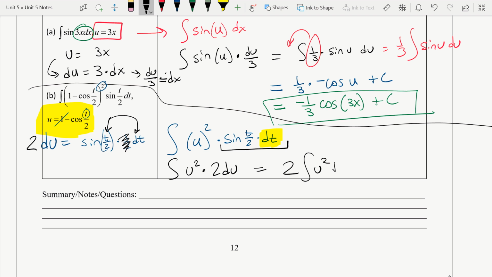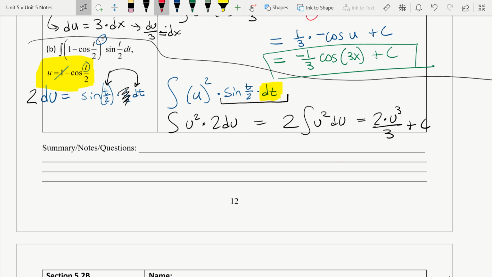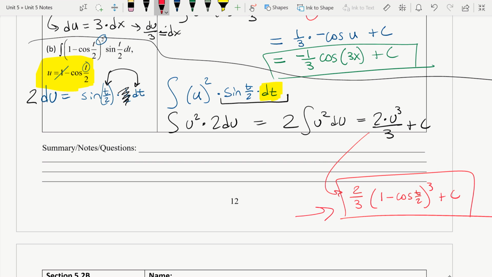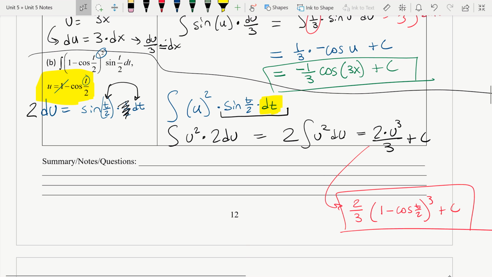Finally, let's anti-derive u squared. Power rule, I'm going to add 1 to the exponent, divide by the new exponent, plus c. And then finally, to finish, don't forget, I want you to get back to the variable we started with. So I'm going to finish this off down here. We have 2/3, and then our u was 1 minus the cosine of t over 2, third power, plus c. And again, if you derive this, you'll find we get right back to where we started. So you know you did it correctly. In our next video, we're going to practice picking the u. So get ready.